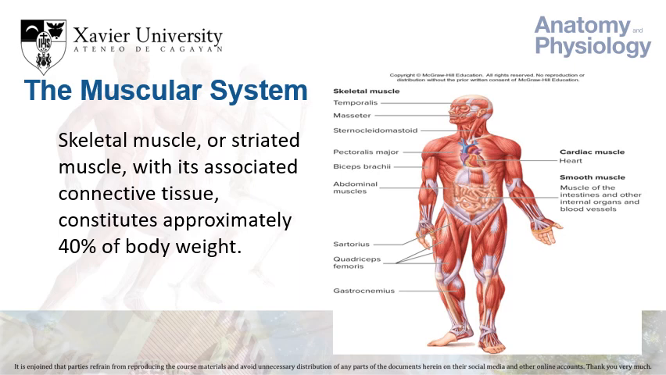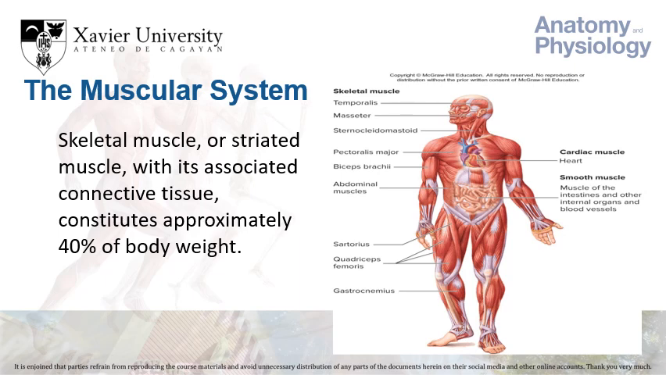Skeletal muscle or striated muscle with its associated connective tissue constitutes approximately 40% of the body weight. The skeletal muscle is so named because many of the muscles are attached to the skeletal system. Some skeletal muscles attach to the skin or connective tissue sheaths. Skeletal muscles are also called striated muscles because transverse bands or striations can be seen in the muscle under the microscope.